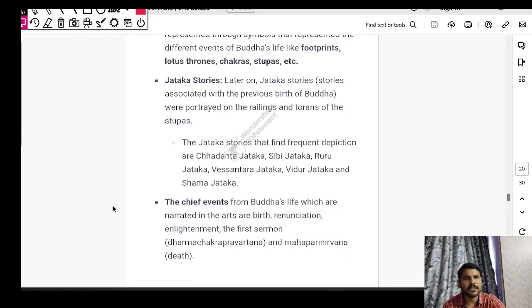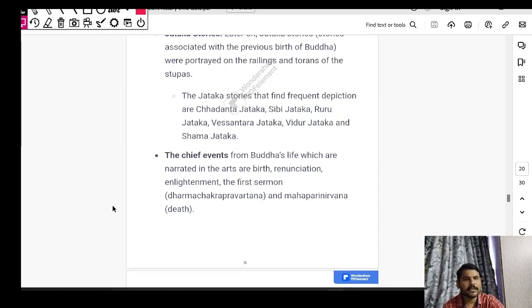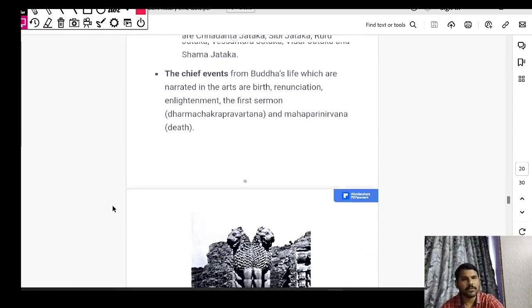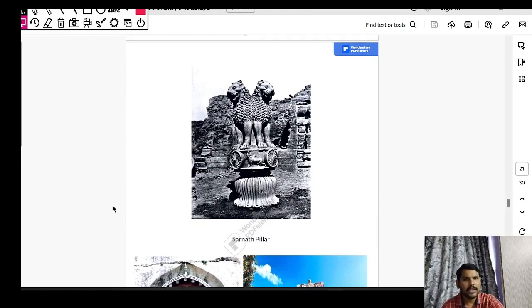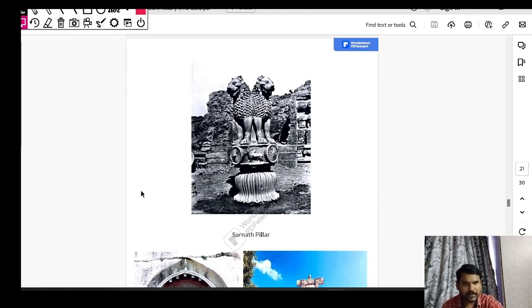They are associated with the previous births of Buddha, etc. We will cover Buddha in detail in Buddhism, so there is no need to cover it so well here. So this is the Sarnath pillar, which we have seen, which is also the emblem of our country right now.